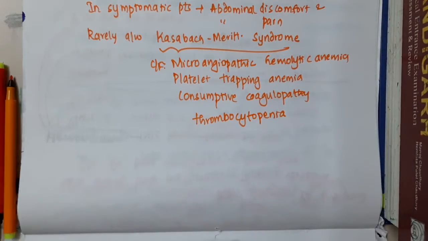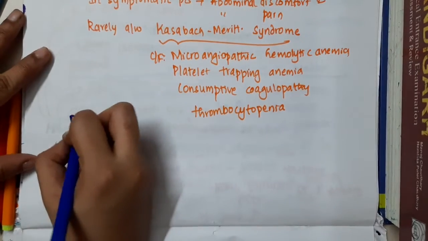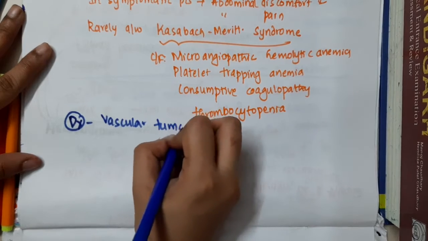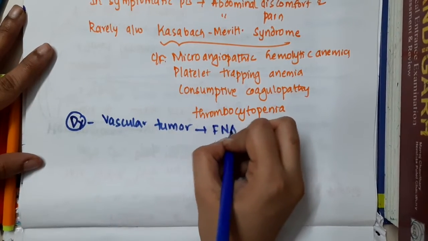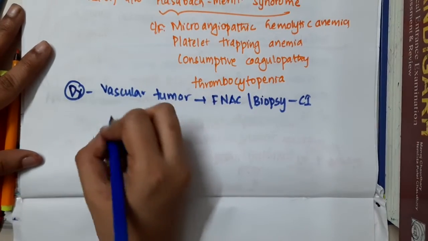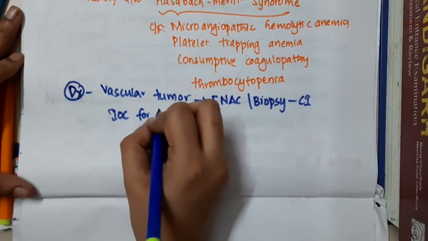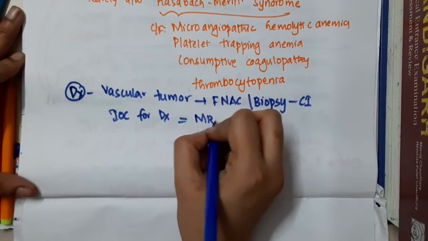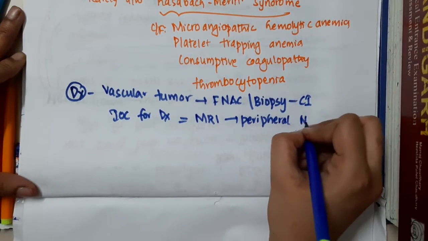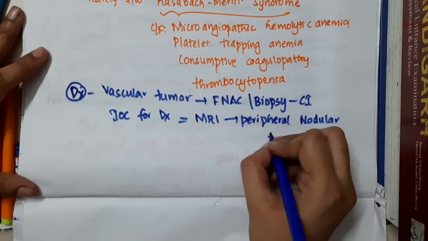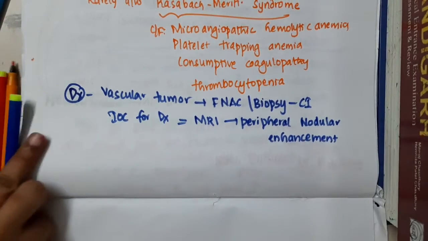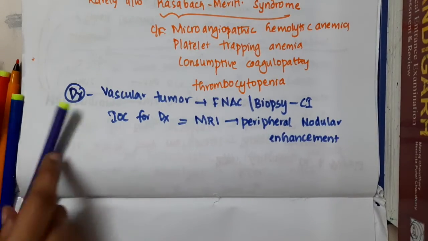Now, how are you going to diagnose this? Hemangioma is a vascular tumor, so FNAC or biopsy is contraindicated in hemangioma. The investigation of choice for diagnosis is MRI. In the MRI, you will see the presence of peripheral nodular enhancement.